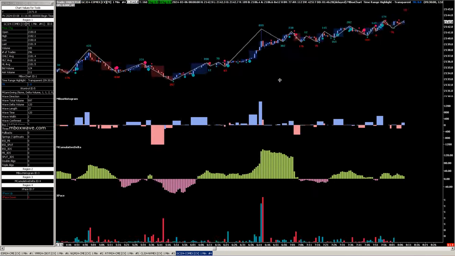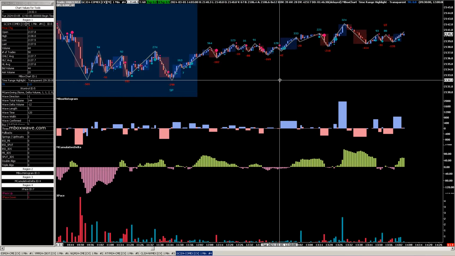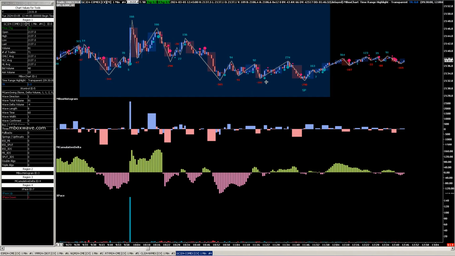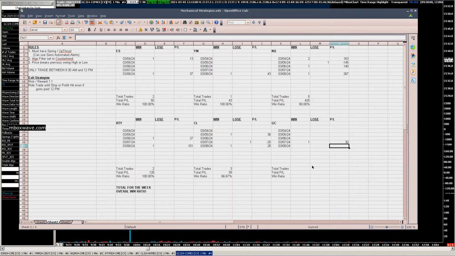No springs, no upthrust there. Yeah, that's just the way it is. So gold, we didn't see much action. We had one trade, 30, and a win ratio of 100%.